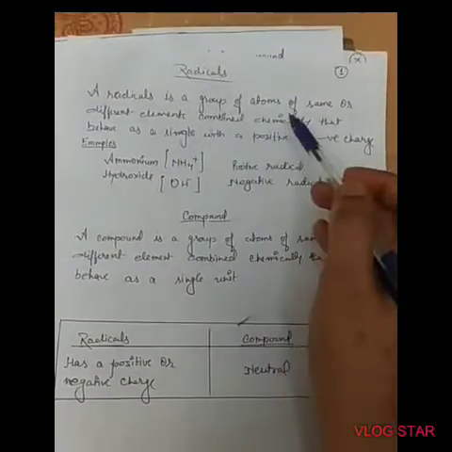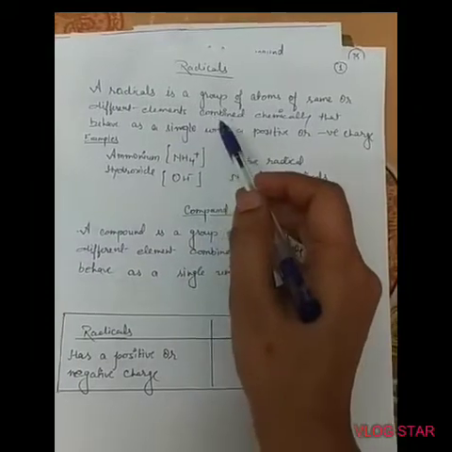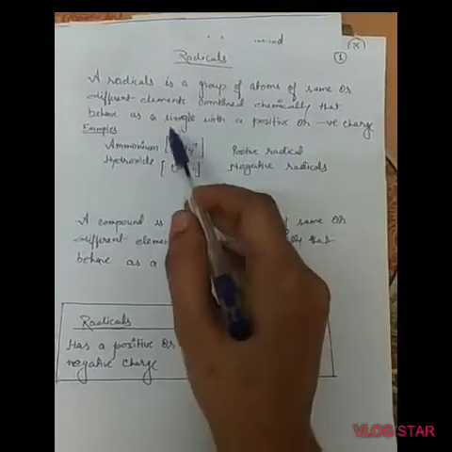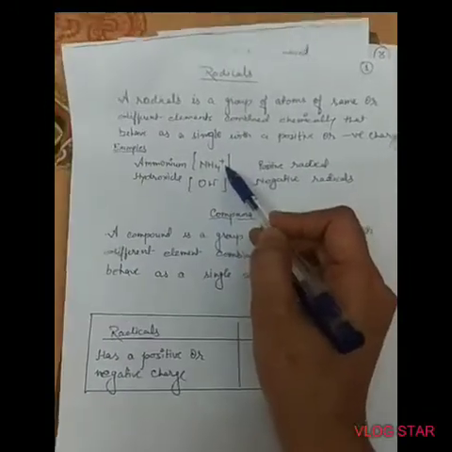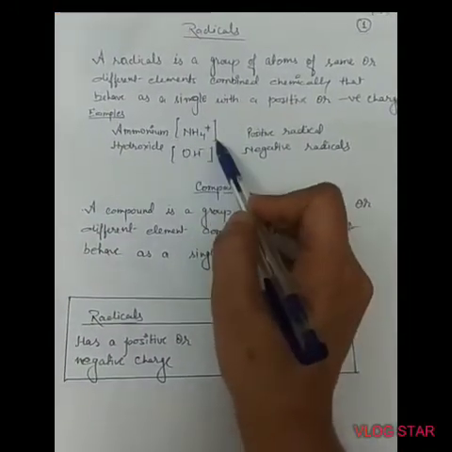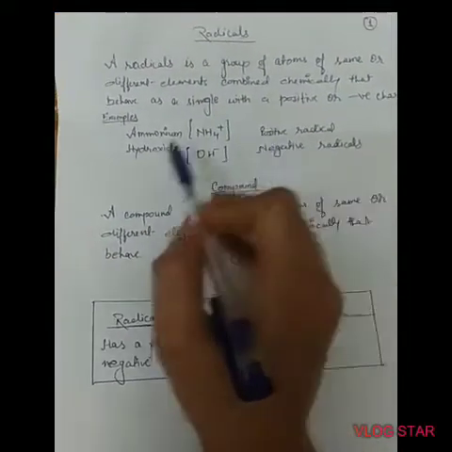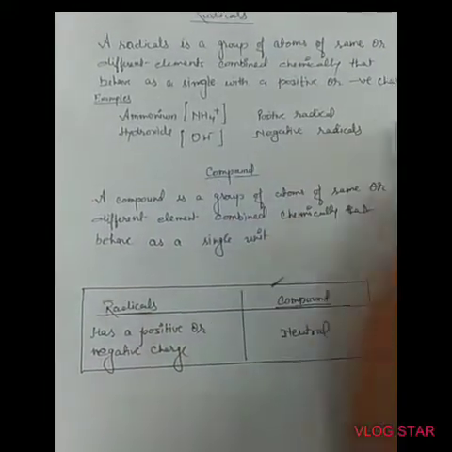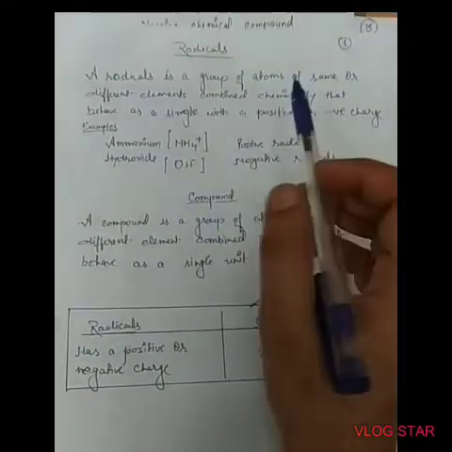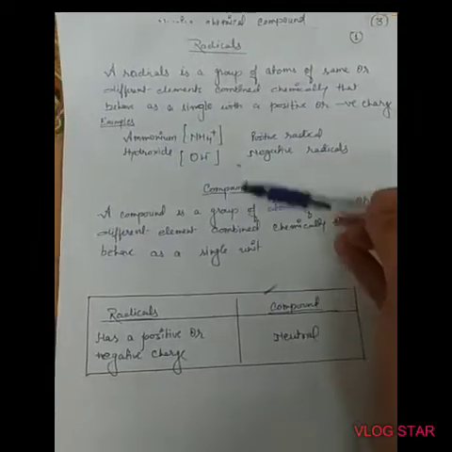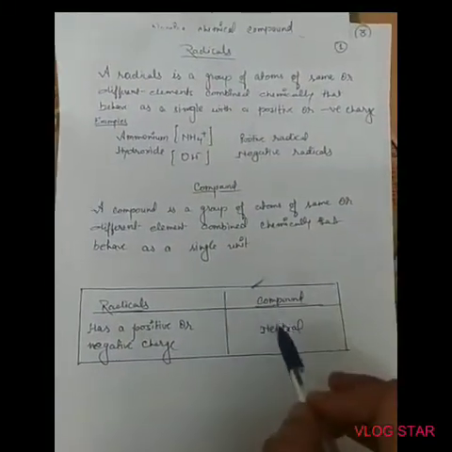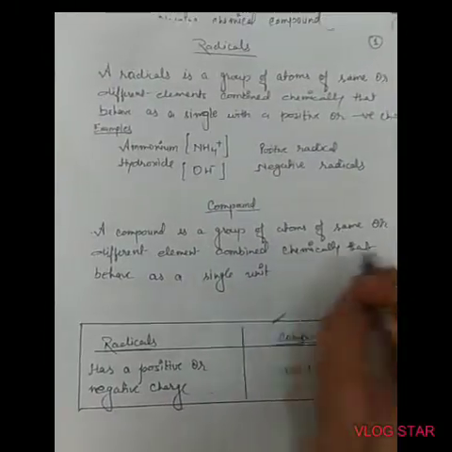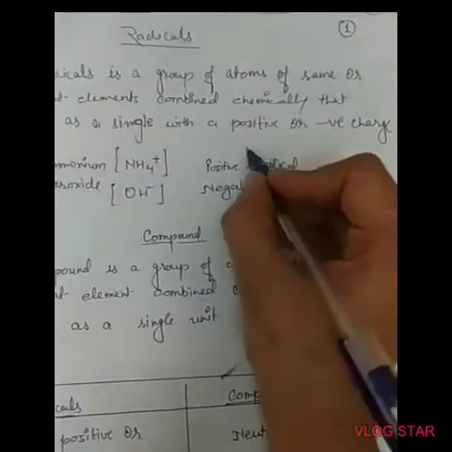A radical is a group of atoms of the same or different elements combined chemically that behave as a single unit with a positive or negative charge. Let's see the example. Ammonium ion, that is a positive radical. Hydroxide ion, OH, that is a negative radical. Okay, so what is the difference between radicals and compounds? Radicals have positive or negative charges, whereas compounds are neutral.